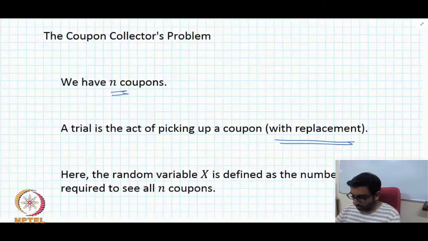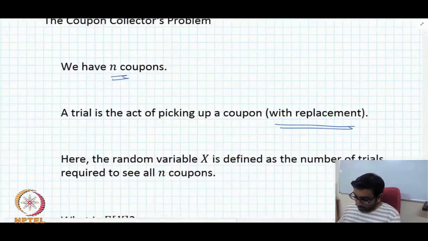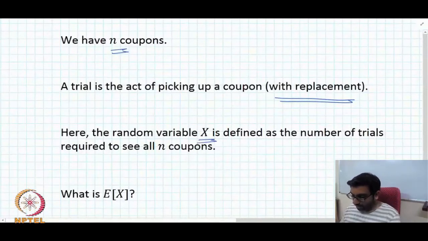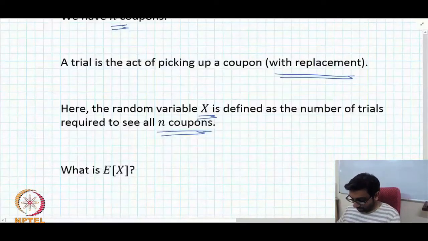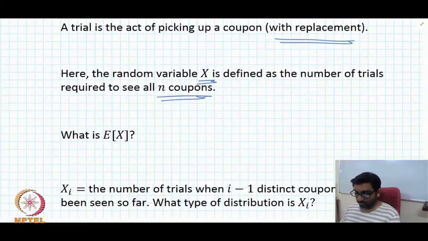So when you look at the coupon, you see whether it's a coupon that you've already seen before. If you've seen it before, that's a wasted trial. If you've never seen it before, that means you've seen a new coupon. You put the coupon back, and then you again randomly pick one more, and so on. Here the random variable x is defined as the number of trials required to see all the n coupons. This is called the coupon collector's problem.